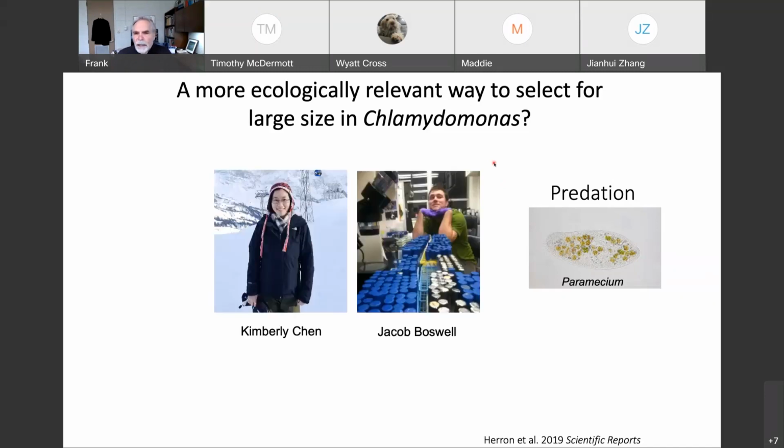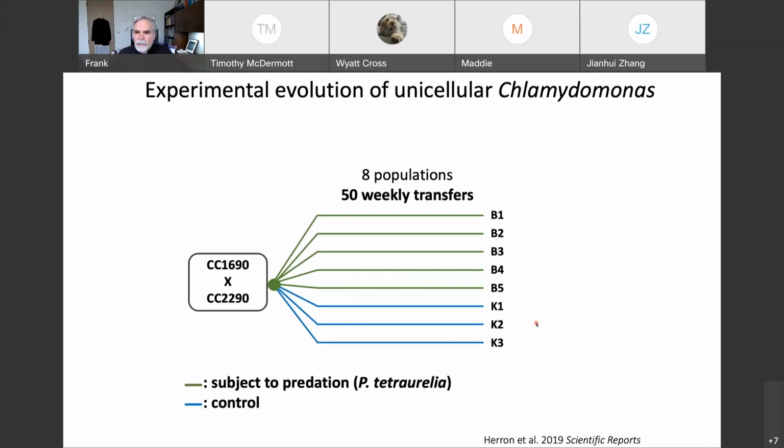So Kimberly Chen and Jacob Boswell, a postdoc and an undergrad in my lab when I was still at U of M, came with me to Georgia Tech. They embarked on this enormous experiment where instead of doing centrifugation, they did much slower growth and much longer transfer times in the presence or the absence of predators. And so here you have their simple experimental design.